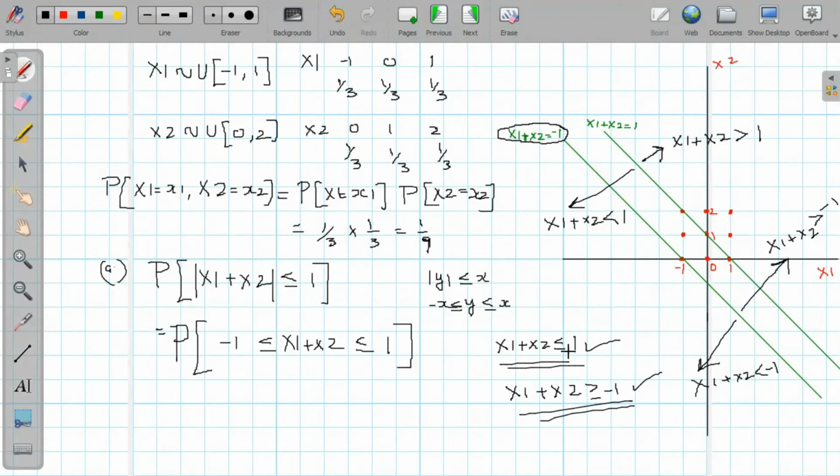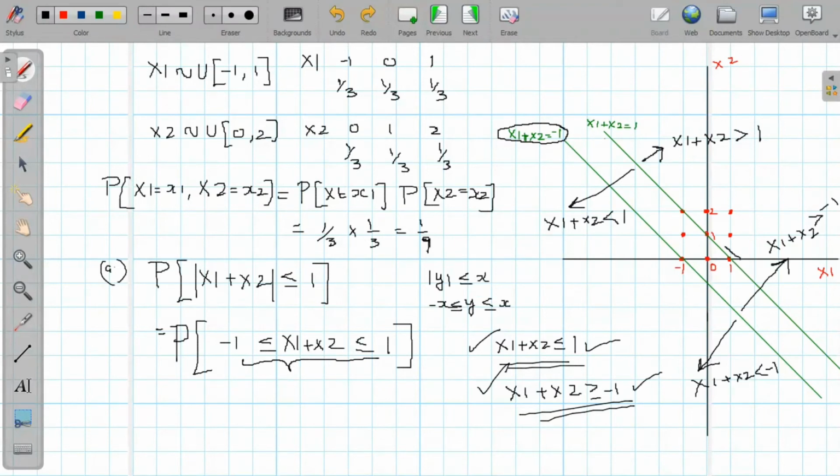So now we know the regions that are included in both these inequalities. The region that is covered is the region common to both these equations, which is the region lying between these two lines as well as including these two lines. So this probability will be equal to the sum of all the joint probabilities that are lying in this region.